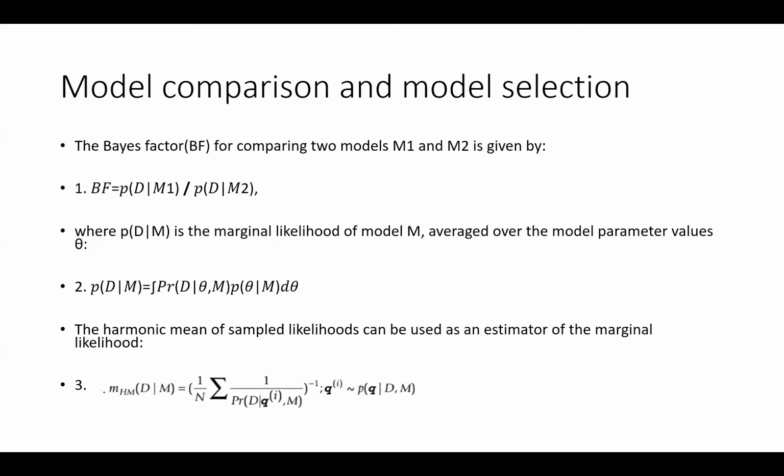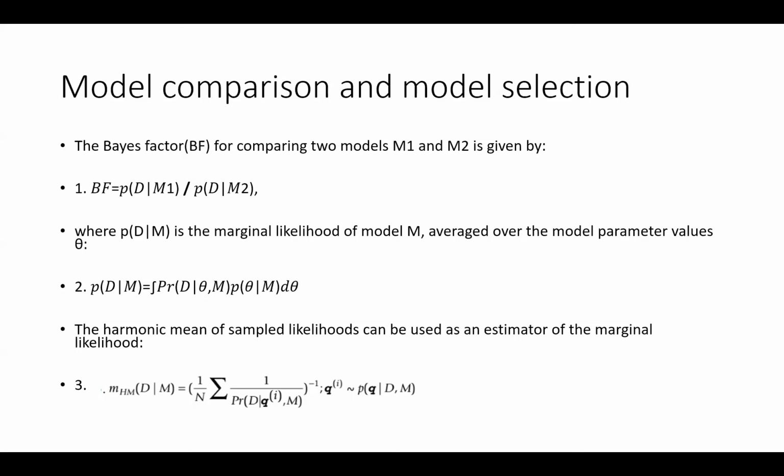Model comparison and model selection. When comparing different models in a Bayesian framework, the goal is to determine which model better explains the data. The most rigorous method to achieve this is through calculation of the Bayes factor. And the Bayes factor is a ratio that compares the marginal likelihood of two models. This is the probability of the data given a particular model averaged over all possible parameter values of that model.